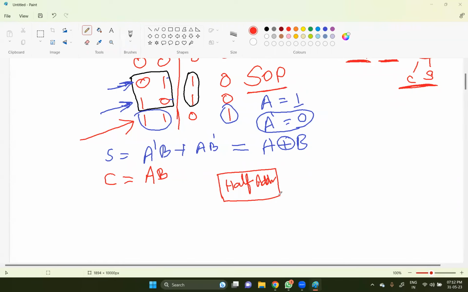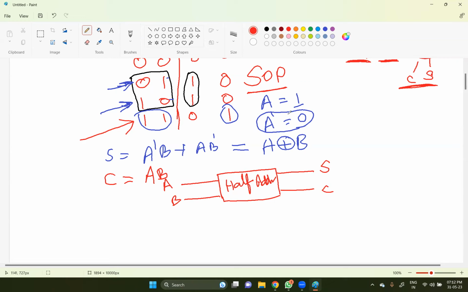Now this particular half adder will have two different types of outcomes, and similarly two different types of inputs. One is A and the second one is B, and the outputs are sum and carry. This is the carry.